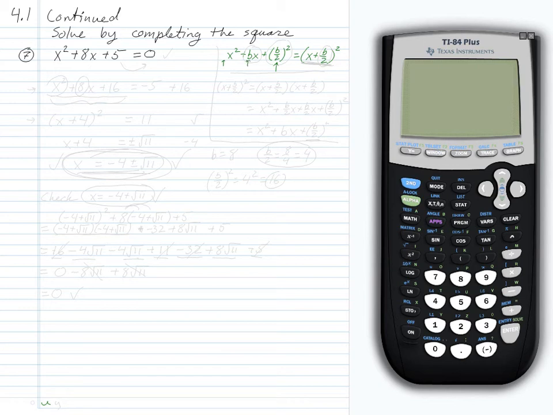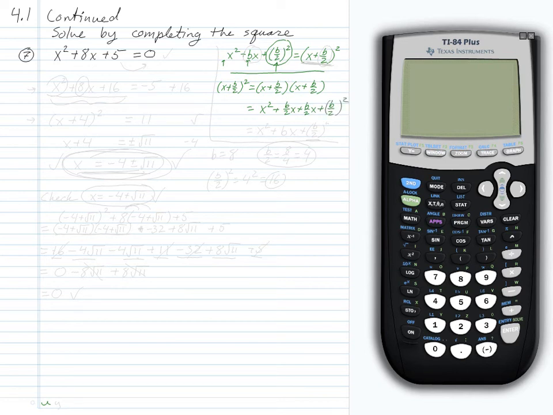Then we pick out what b is, divide it by 2, square it. That's what we need to add in order to make a perfect square trinomial. Now if you don't believe this part, FOIL out that right-hand side. (X plus b over 2) squared, that's (x plus b over 2)(x plus b over 2). So that would give me x squared plus b over 2 x plus b over 2 x plus (b over 2) squared.